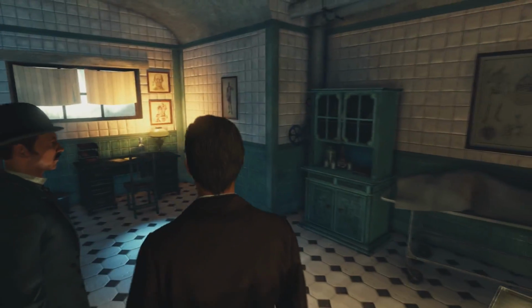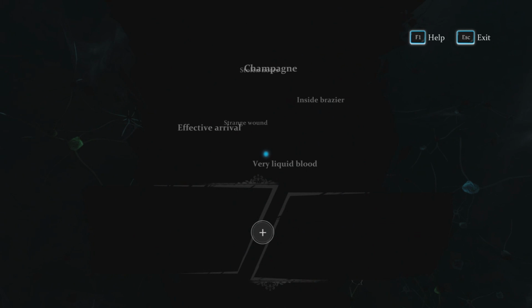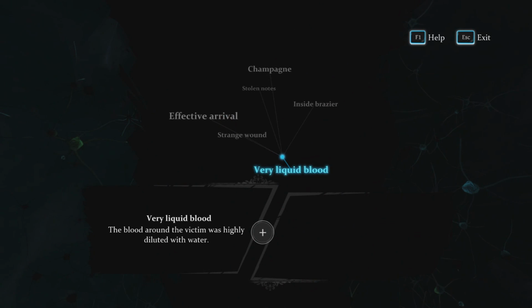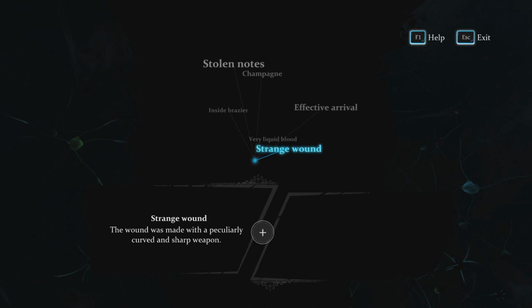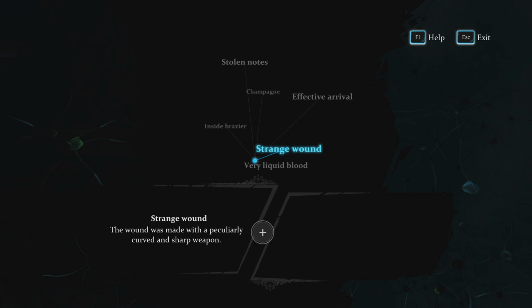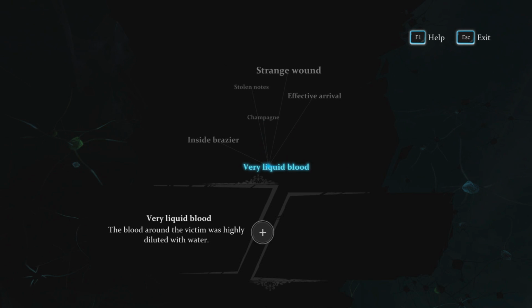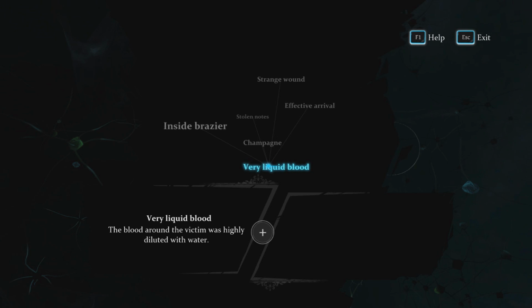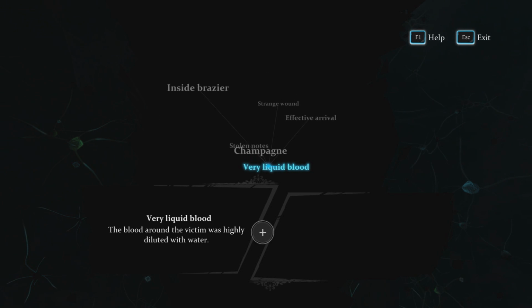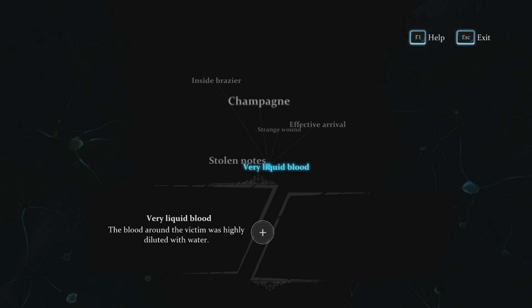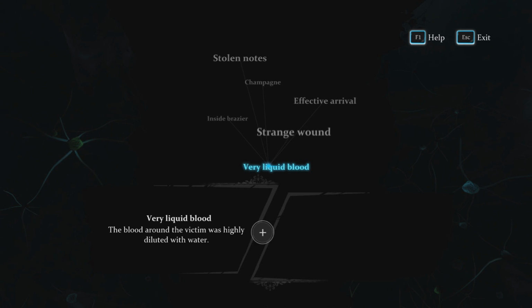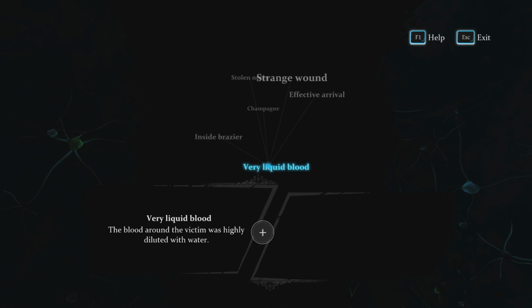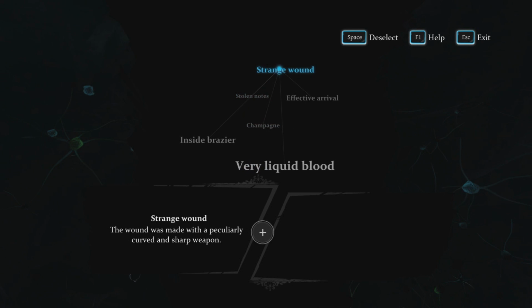Now, I saw a symbol that suggests that we can start making connections. Champagne. Stolen notes. Sir Rodney's arrival saved the archaeological research at the baths. A strange wound. The wound is made with a peculiarly curved and sharp weapon. Very liquid blood. The blood of the victim is highly diluted with water. Maybe Sir Rodney didn't die necessarily from the wound to his eye. Maybe he drowned? Or maybe he died and was put in water first and then was placed in the strange wound and very liquid blood.